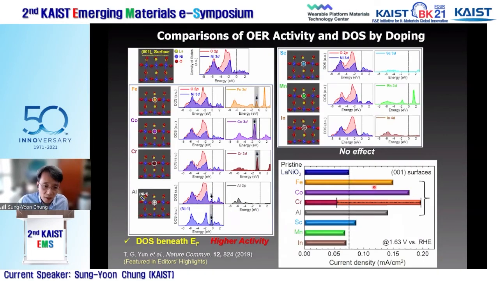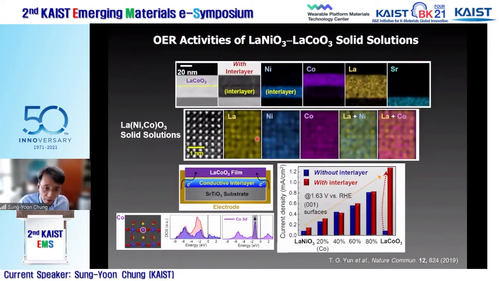So as you can see, cobalt is one of the best compositions because the high density of states is near the Fermi energy level. For the second experiment, we prepared the solid solution between ruthenium nickel oxide and ruthenium cobalt oxide. We could fabricate a complete solid solution between the two end members. By measuring the OER activity, we could also observe a strong, almost linear correlation between the ruthenium nickel and ruthenium cobalt activity.